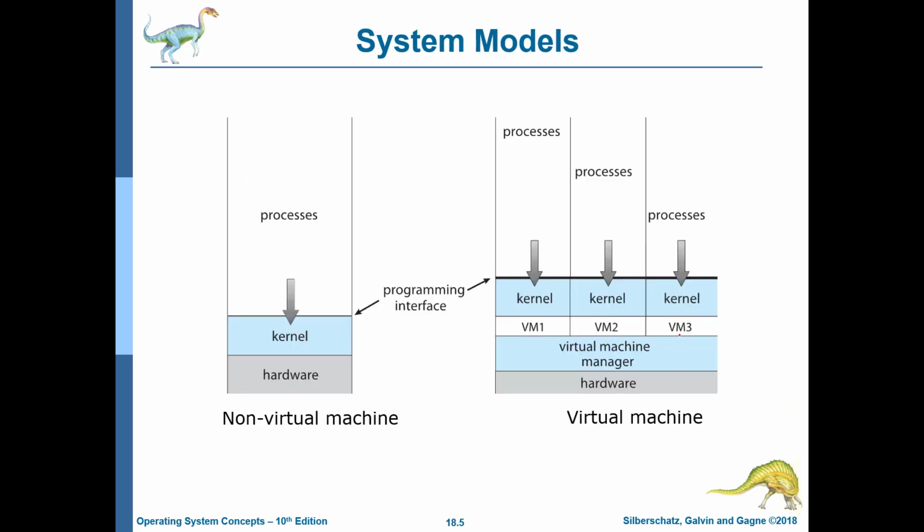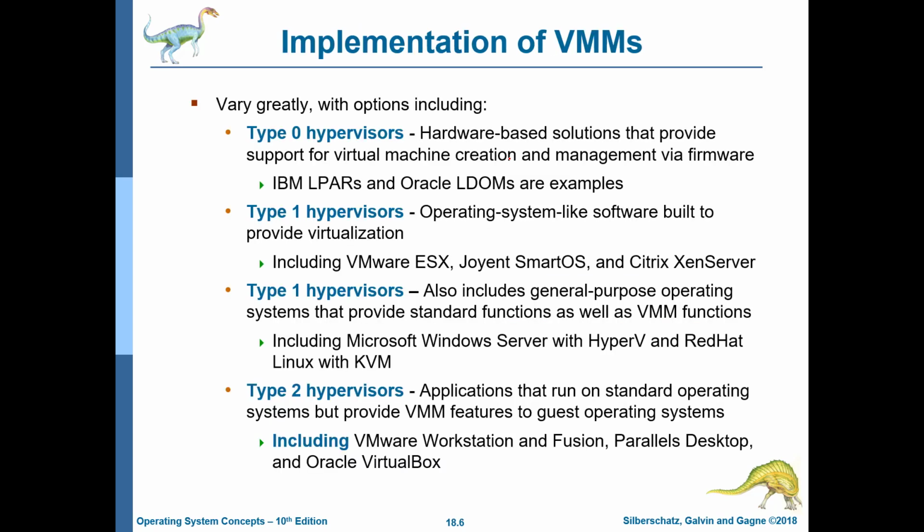A non-virtual machine would look like this. We would have the hardware, the OS kernel, and processes. But in the case of a virtual machine, we'll have the hardware and a virtual machine manager on top of it. And then we will have multiple virtual machines, VM1, 2, and 3, where each one of them would be running their own kernel, and the kernels, of course, could be separate. As I mentioned, one could be Windows, one could be Linux, and so on. And we will have separate applications or processes running on these kernels.